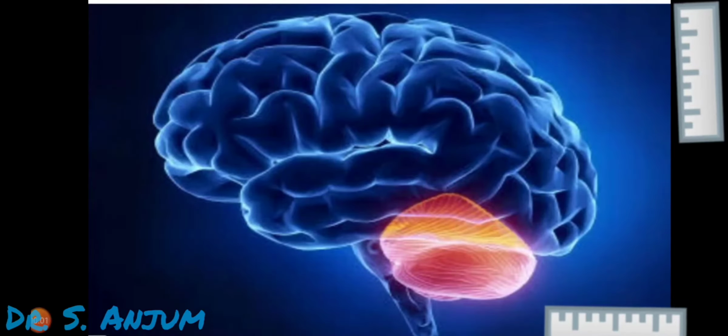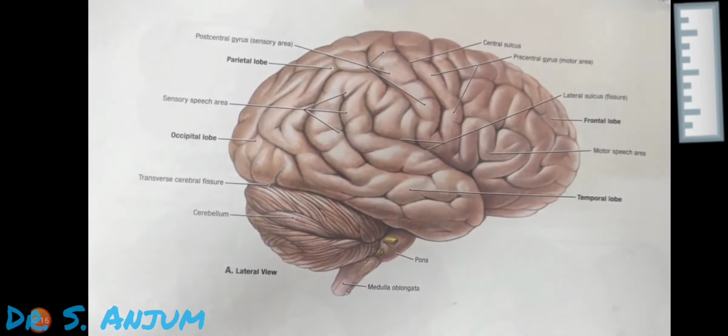So this is cerebrum. This larger portion of the brain is the cerebrum, and below and behind is the cerebellum. It is smaller. So you can see here the cerebellum is situated below the cerebral hemisphere, and it is behind the pons and medulla oblongata.